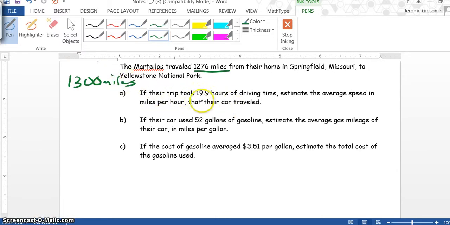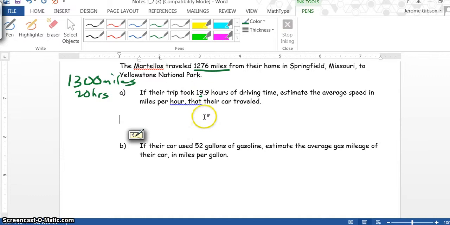Now, we come down here. We want to do miles per hour. We have 19.9 hours. I would suggest that we round to the nearest hour. So we would be rounding to the ones place. So we look to the right of this 9. We have a 9. So we have to add 1 here, which will make this 10, which makes us add 1 here as well. So this would be 20 hours.